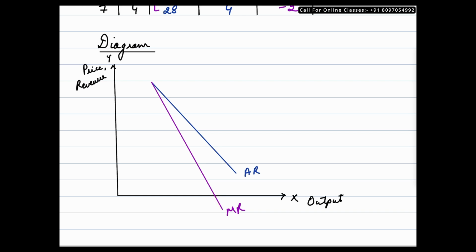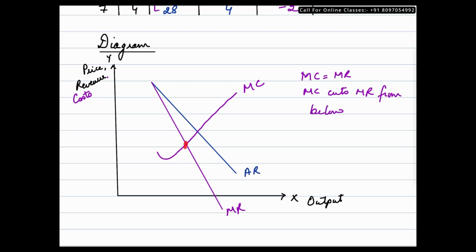Now, how do we identify which is the profit maximization level or price and output level for a monopoly? So, for that we would need a marginal cost curve. So let's add costs as well over here, and we know that the marginal cost curve is a U-shaped curve. So let's just plot that as well. Let us say this is marginal cost. Now the profit maximizing conditions are marginal cost is equal to marginal revenue, and marginal cost cuts marginal revenue from below, correct? So this equality happens somewhere over here.